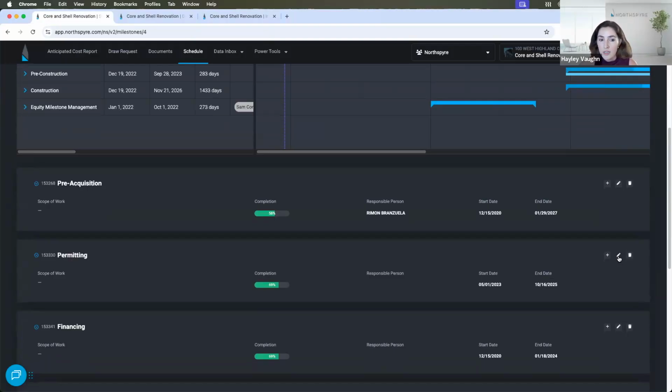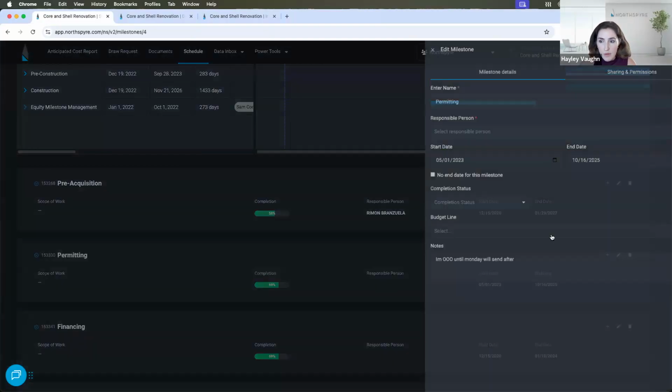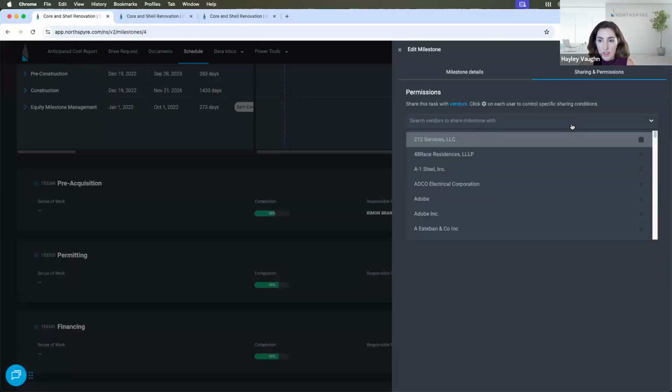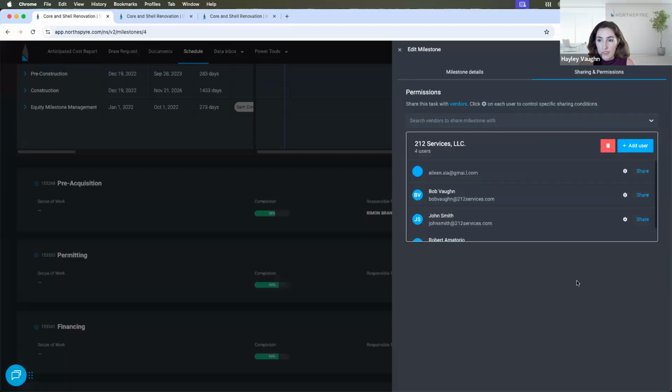So let's say, as an example, we wanted to directly share this permitting milestone with our expediter so that they can basically be in charge of updating and owning progress. You can share with external parties either as a viewer or as an owner, but in this case, to help break down barriers, share it with them as an owner, and then they can make sure that it is kept on track and you have the data as quickly as possible, real time, here in your system of record.